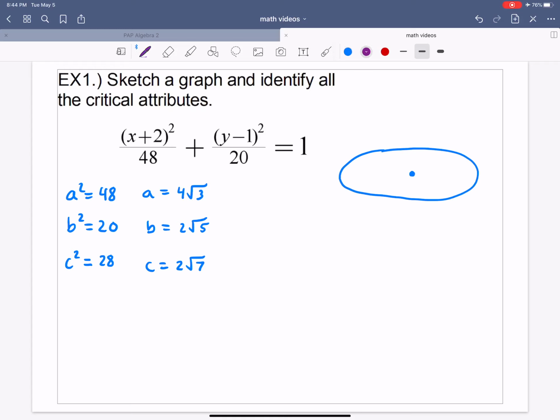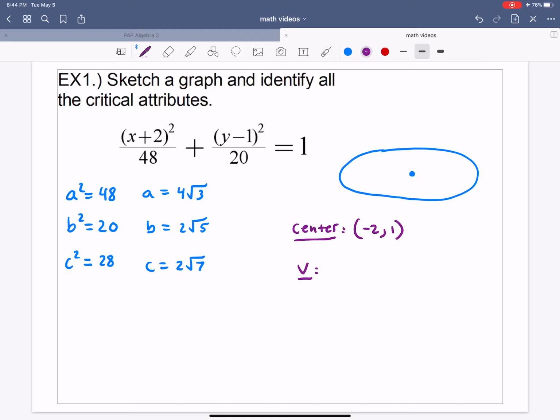So let's identify the center, okay? The center is at (h, k). h is -2, k is 1. The center is at (-2, 1), okay? Now let's find the location of the vertices.